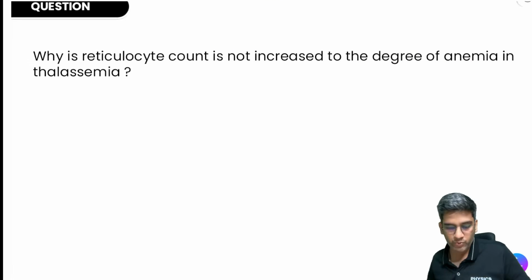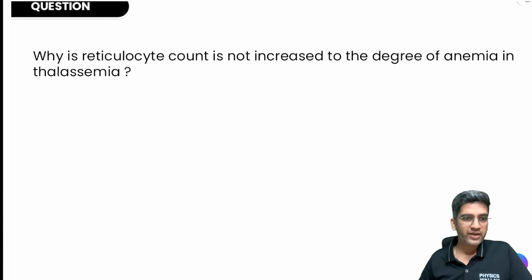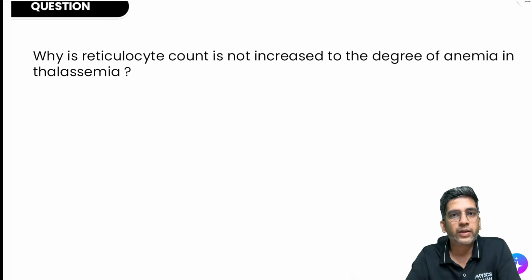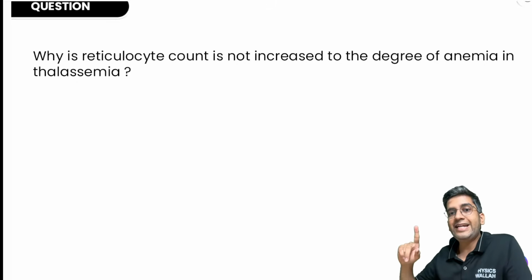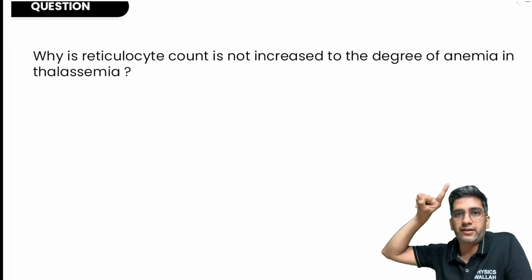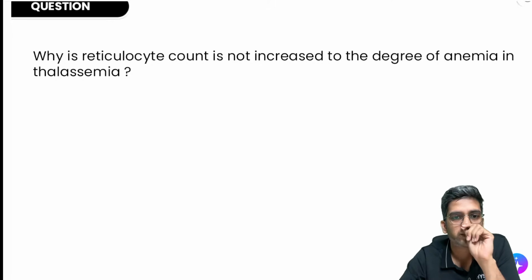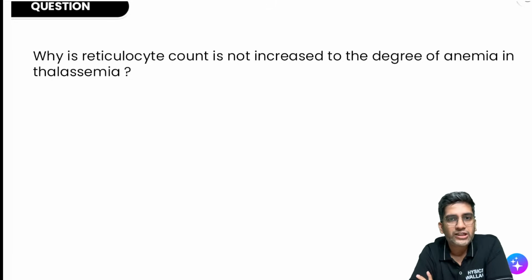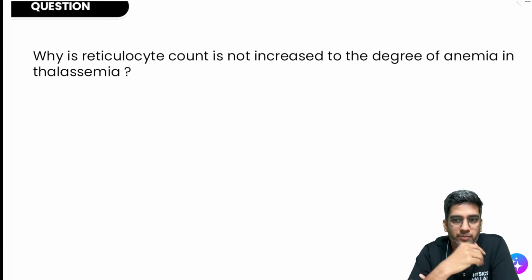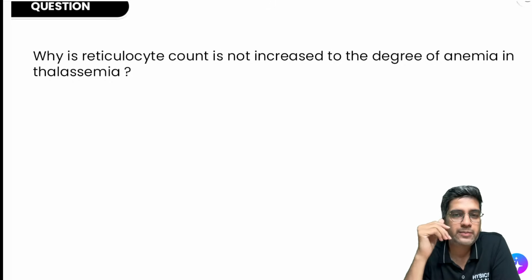Okay. Next question. This will definitely come in the viva. If they don't ask you in the second internal viva, they might ask you in the final exam viva for sure. The D-dimer is for the thrombus part and fibrinogen for the bleeding part. Why is reticulocyte count not increased to the degree of anemia in thalassemia? It's a very important question and can definitely come in the viva.